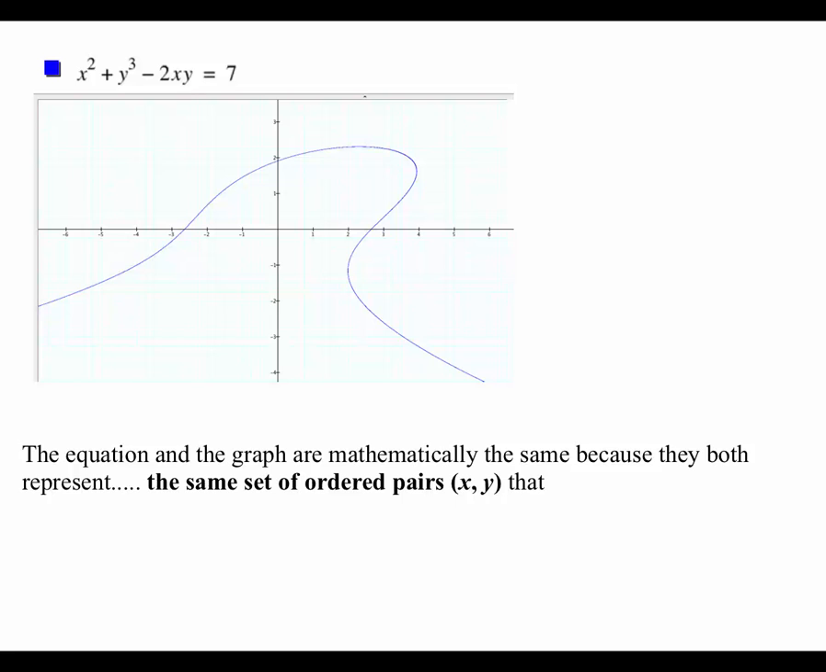Well, how does the set of ordered pairs relate to the equation? They make it true. If you plugged a coordinate pair of X and Y into that equation, the left side would equal 7. Okay? So they make that true. And then how do these set of ordered pairs relate to the graph?